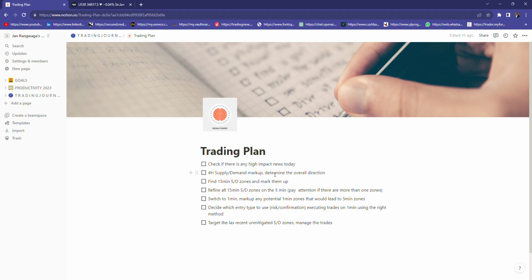So, for instance, we're saying let's check if there's any high impact news today. I know most of you are using your Forex Factory, and I use investing.com, the mobile app. But anyway, what I first do, guys, I look into what impact news we have today, and from there I go on a 4 hour. I check my supply and demand markup and determine the overall direction.